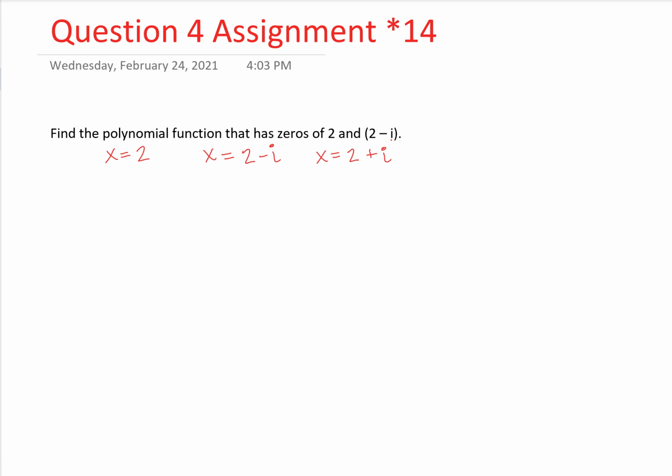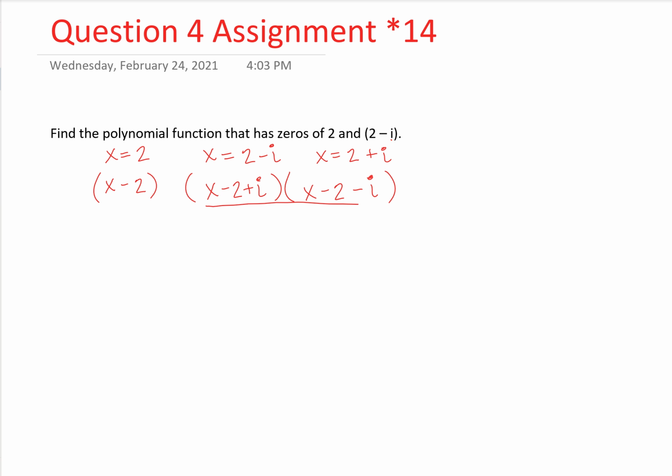So one way that you can go about doing this is obviously get your factors. We're going to have x minus 2 for this guy. Again, I move both of these over to the other side, so they change signs. So I get x minus 2 plus i for one. And for this one, I get x minus 2 minus i. Okay. So one of the methods is to multiply out, obviously, the complex conjugate first.